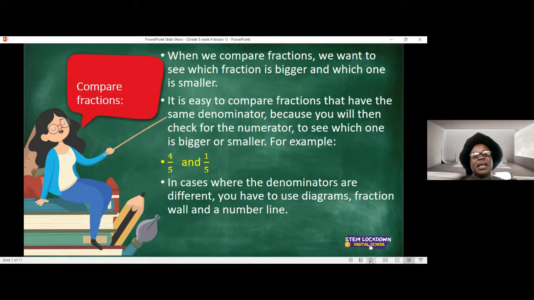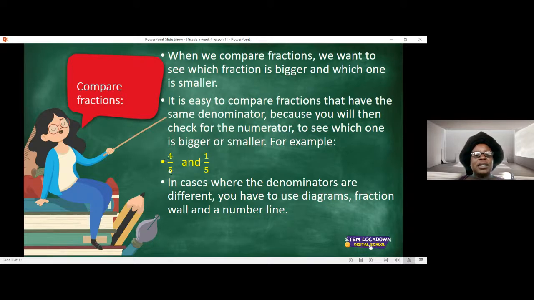I will repeat. It is easier to check fractions with the same denominators. So here the denominator is 5 and there the denominator is also 5. So what we simply do is check the numerators. So what do these fractions mean, or what do they entail?